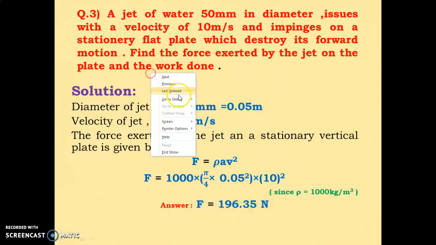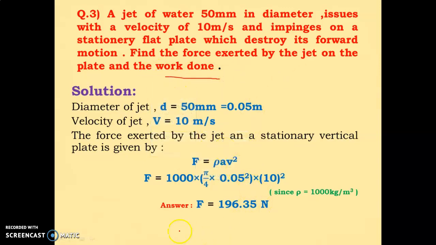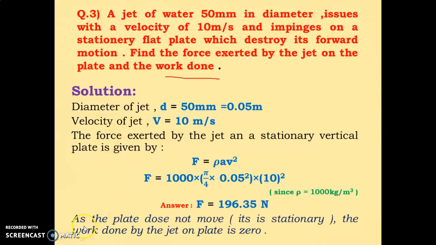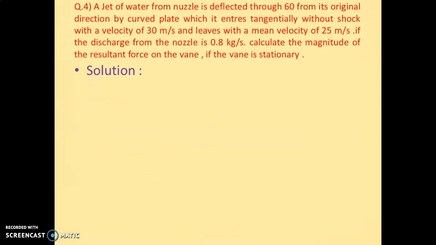Now next we have to find out the work done. Okay, but as the plate is stationary, after striking the plate does not move. Okay, so there is no work done by the jet on the plate. That is, as the plate does not move and it is stationary, the work done by the jet on the plate is 0. So this is the third problem. Okay, we'll see the fourth problem.